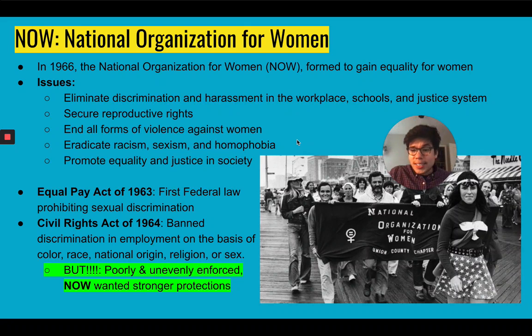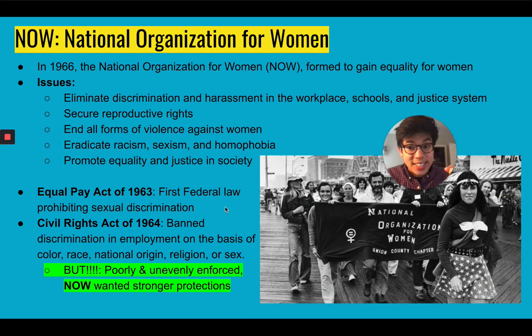We also have the Civil Rights Act of 1964. We talked about that. Under Lyndon B. Johnson, that bans discrimination, but here's why the National Organization for Women wanted more: these things were poorly and unevenly enforced. And they wanted stronger protections, right? They wanted something in the Constitution that could not be taken away, that could not be changed, right? These are just laws, right? And the government is free to follow them, to change them, to ignore them.